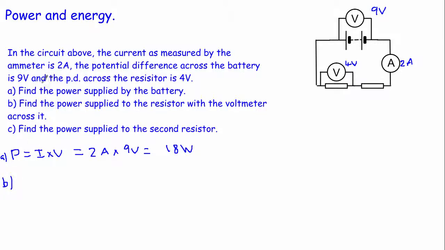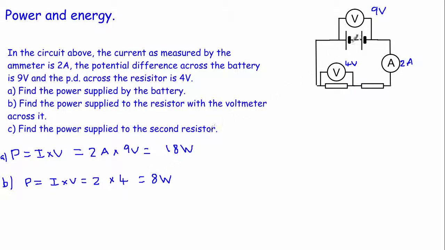Part B. I now want to find the power supplied to this resistor here with the voltmeter across it. Basically I just do the same thing. So power equals current times potential difference again. The current's still 2 amps times the potential difference. Now the potential difference just across here is 4. It's not 9, that's across the battery. This is 4. 2 times 4 equals 8, so I've got a power of 8 watts.